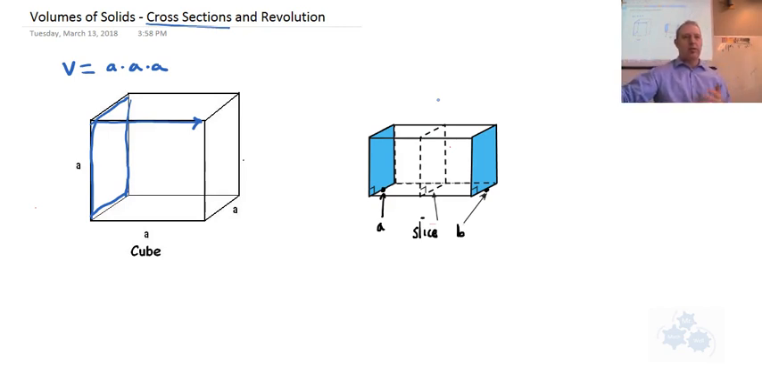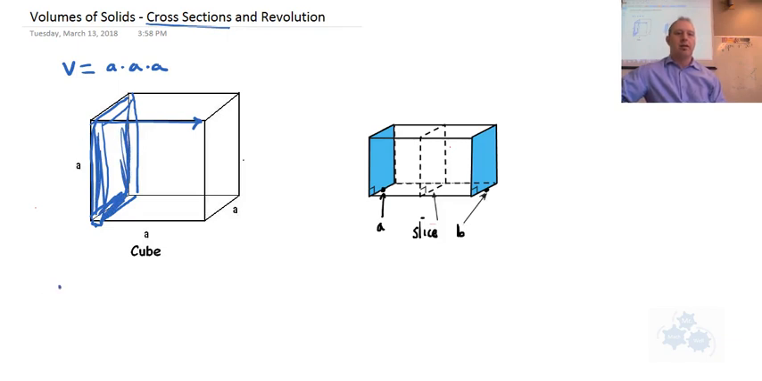Well, in calculus, we could think of that a different way, right? Let's take the area of this and multiply it by some narrow width. So we could have the area of one of the sides times the width here. And that would be really the area of this edge, this side, times some small little change.